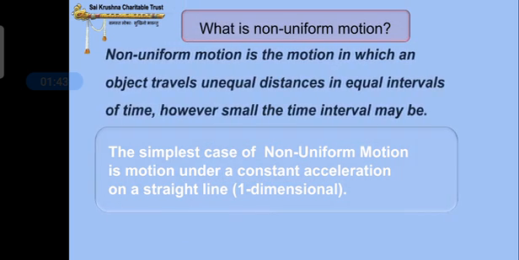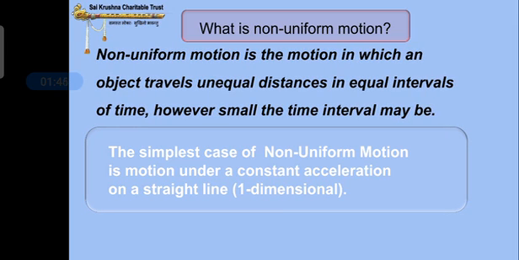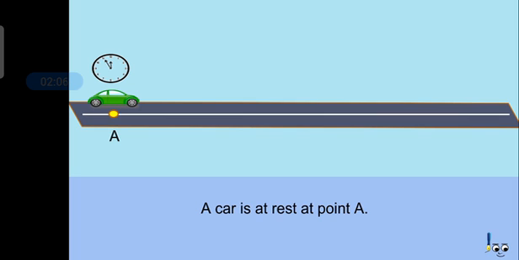So what is non-uniform motion? Non-uniform motion is the motion in which an object travels unequal distances in equal intervals of time, however small the time interval may be. The simplest case of non-uniform motion is motion under a constant acceleration on a straight line, which is one-dimensional.